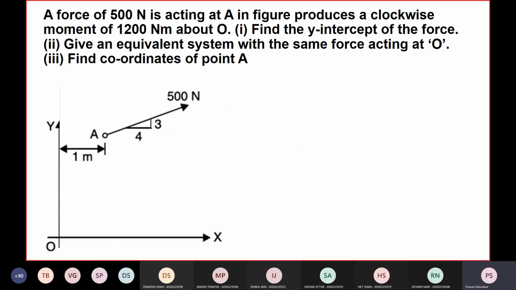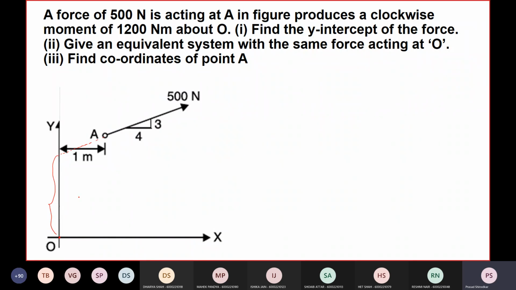A force of 500 Newton is acting at A, produces a clockwise moment of 1200 Newton meters about point O. Find the y-intercept of the force. Give the equivalent system with force acting at O and find the coordinates of point A. Okay, so three things they have asked. So first thing you have to find the y-intercept. So I will extend this, and this is your y-intercept. That is what they have asked.